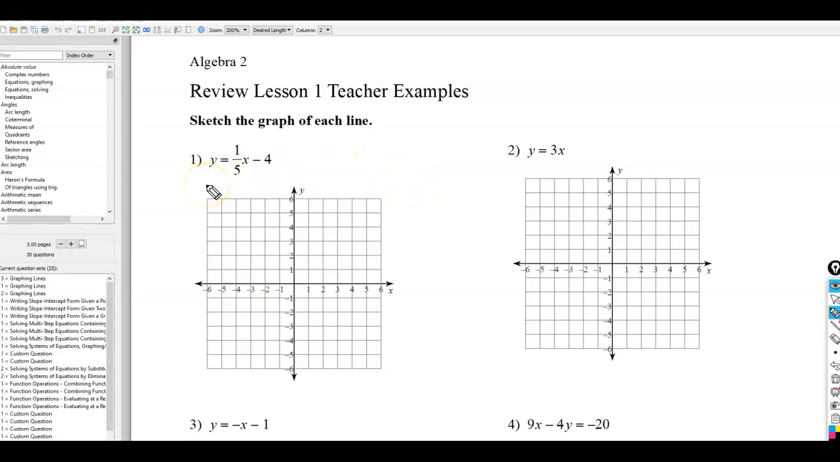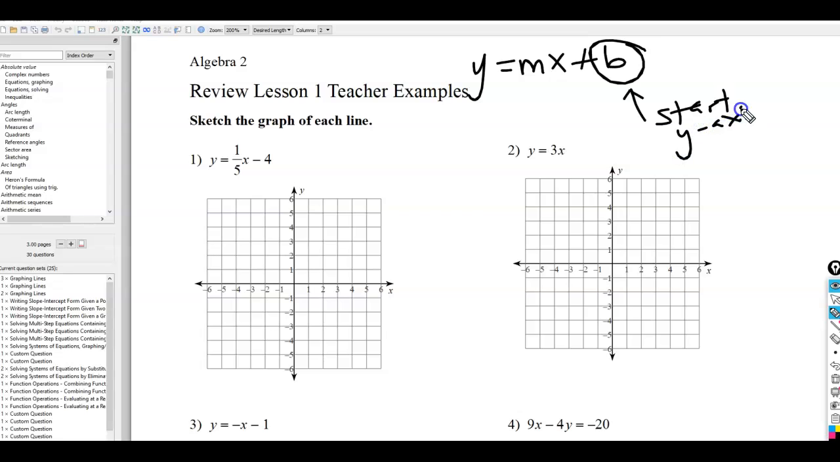So when you're trying to graph a line in the form of y equals mx plus b, the b tells you where to start on the y-axis. This number is your slope, and it tells you your rise and run.